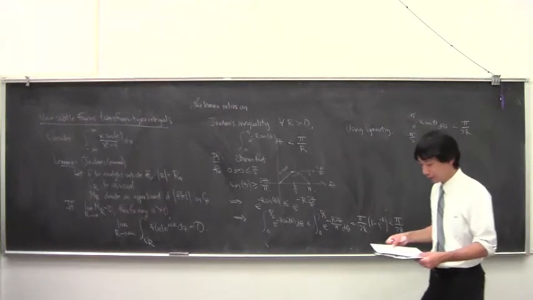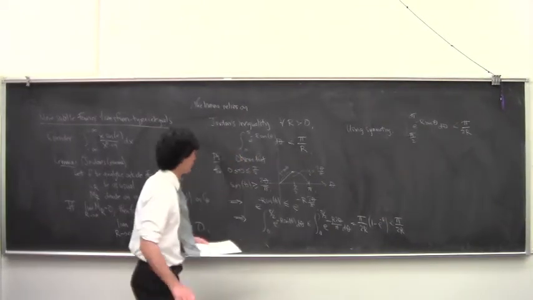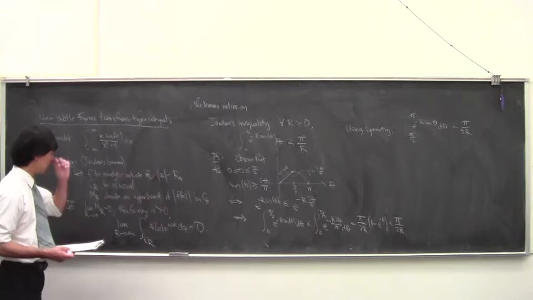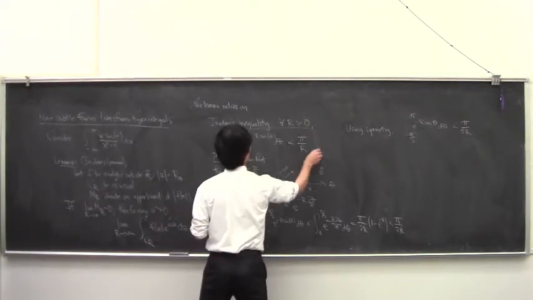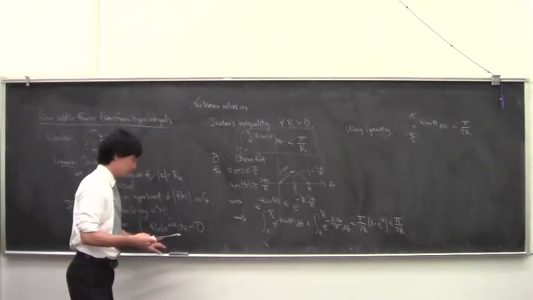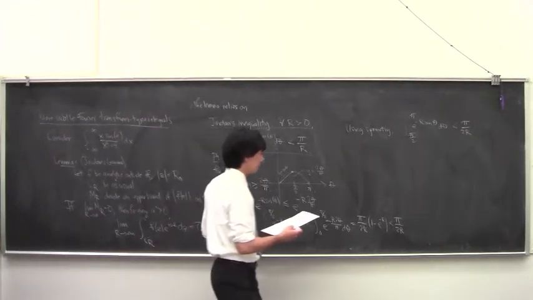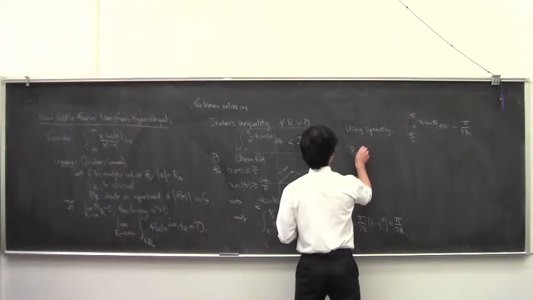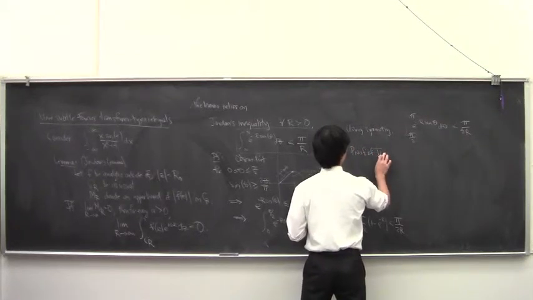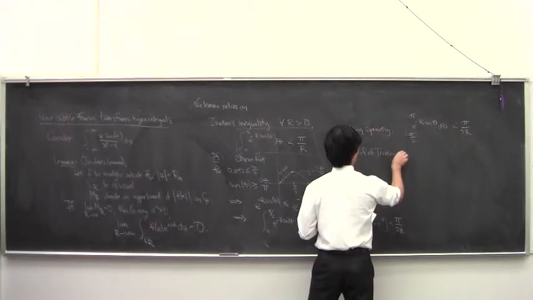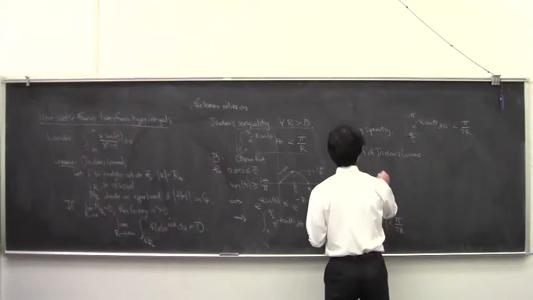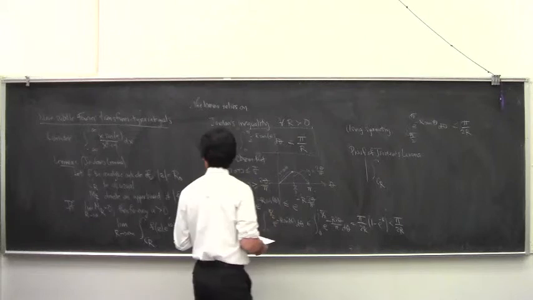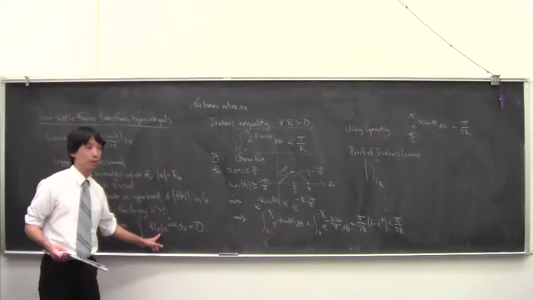So just a calculation. But the two together, this inequality gives you Jordan's lemma. So, proof of Jordan's lemma. We're trying to show that this integral goes to 0.